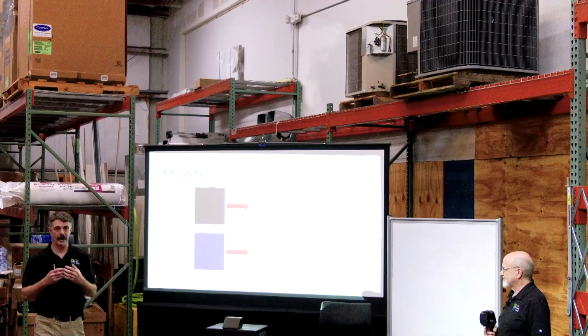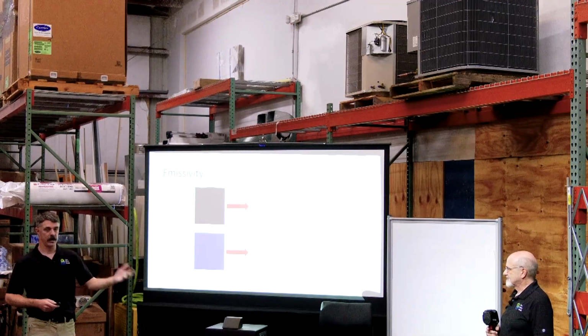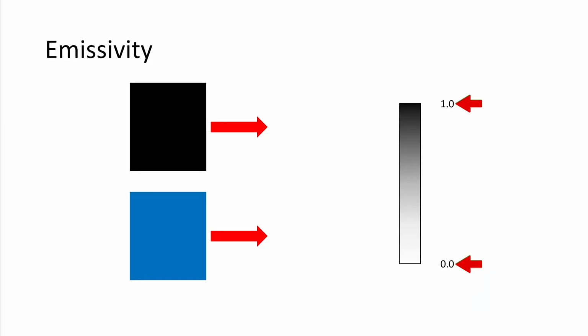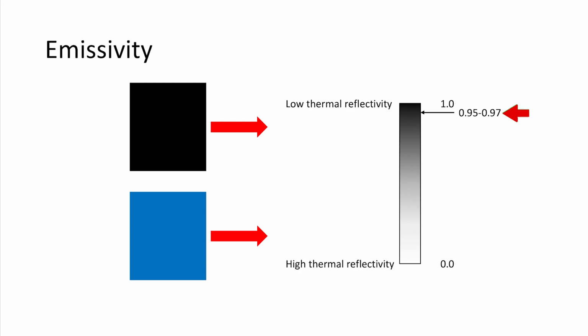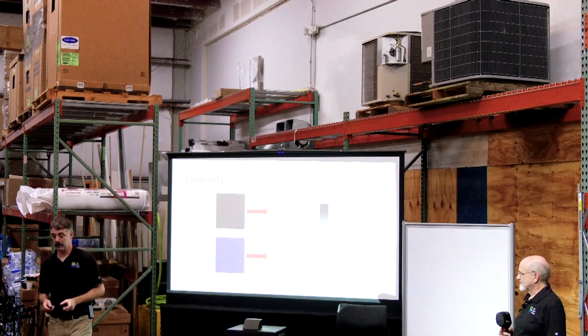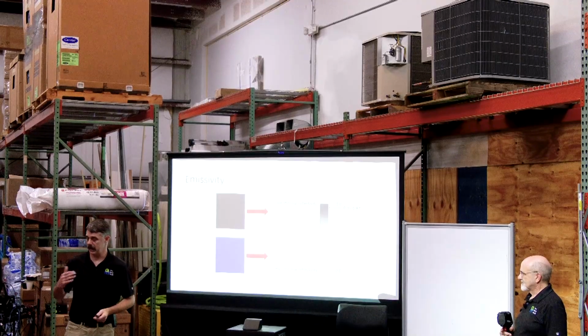And that means it radiates everything in infrared energy out of it. And that uses a scale of 0.0 to 1.0, 1.0 being that perfect black body and 0.0 being super reflective. Most cameras are going to come set up in that 0.95 to 0.97 range preset from the factory. That's where they're going to be automatic at. But you can go in and adjust them depending on what kind of material.